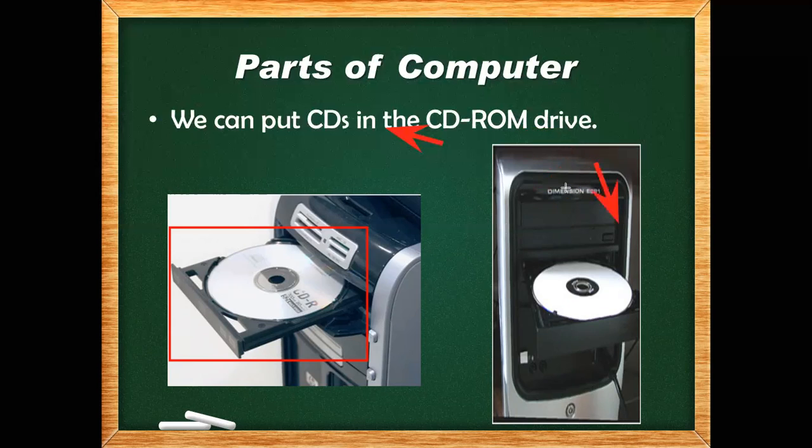So where is that CD-ROM drive? This CD-ROM drive is in the system unit. If I ask you, CD-ROM drive is in the monitor, no, it's false. If I say CD-ROM drive is in the mouse, no. Did you see that tray in the mouse? No, it's in the CPU. If I say that CD-ROM drive is in the keyboard, no, it's not in the keyboard. It's in the system unit. So CD-ROM drive is in the system unit.